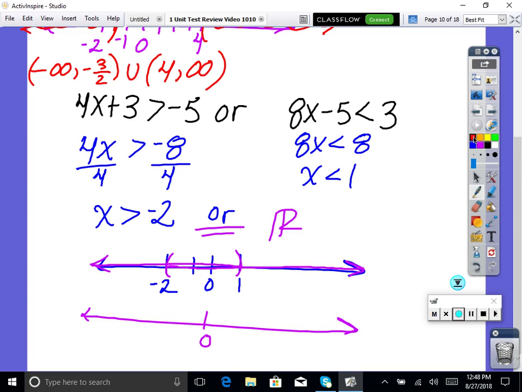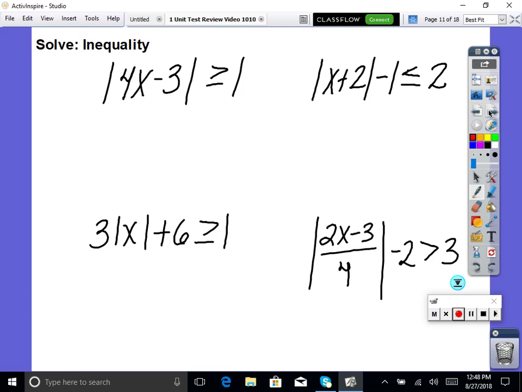So in interval notation, it goes that way forever, and it goes that way forever. So negative infinity to infinity in this example. It's either or, answer gets to come. From here, it took care of everything that way. From here, everything that way. So all real numbers are included in this solution set because of the word or.